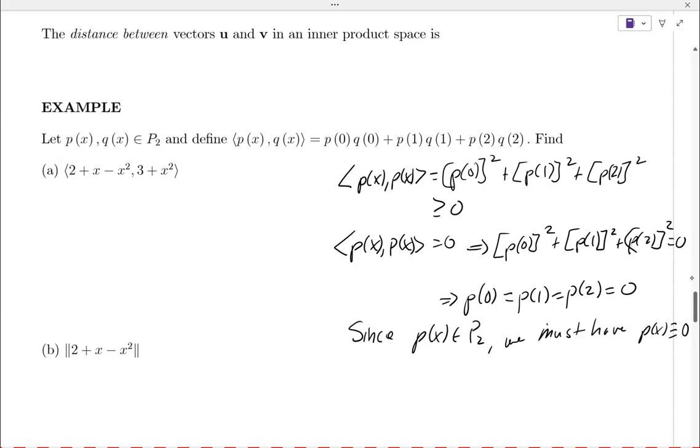The first one should be pretty straightforward. If I want to do the inner product of 2 plus x minus x squared and 3 plus x, what would we have?